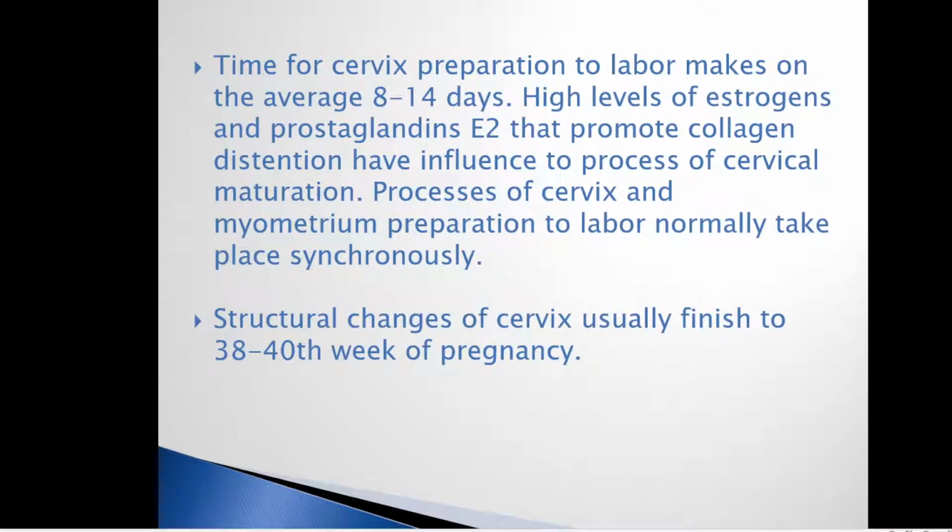Time for cervix preparation for labor makes on average 8 to 14 days. High level of estrogens and prostaglandins E2 that promote collagen distension influence the process of cervical maturation. Processes of cervix and myometrium preparation for labor normally take place synchronously, and structural changes of cervix usually finish by the 38th to 40th week of pregnancy.